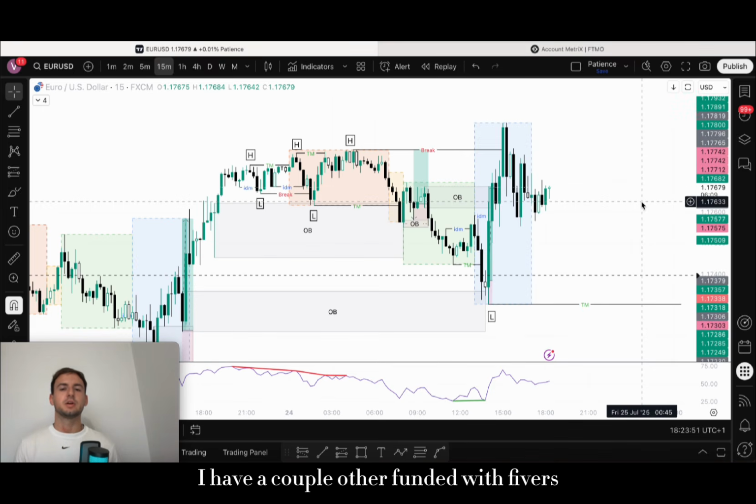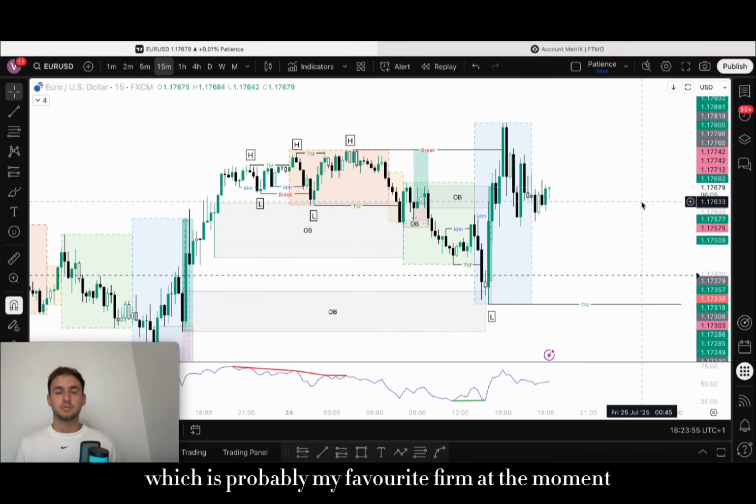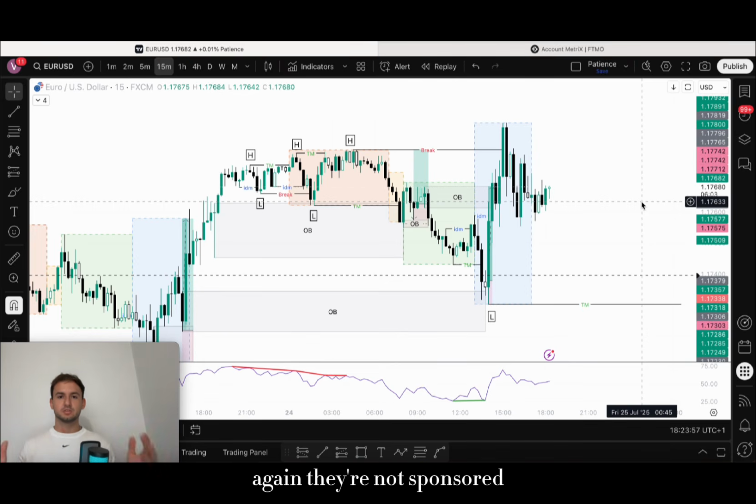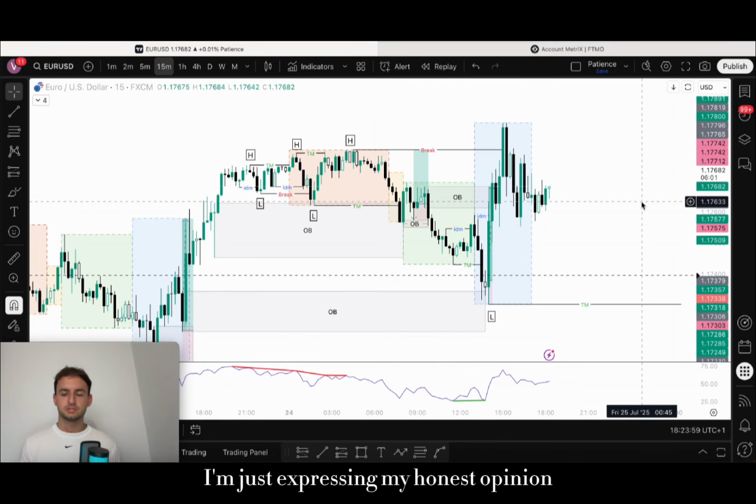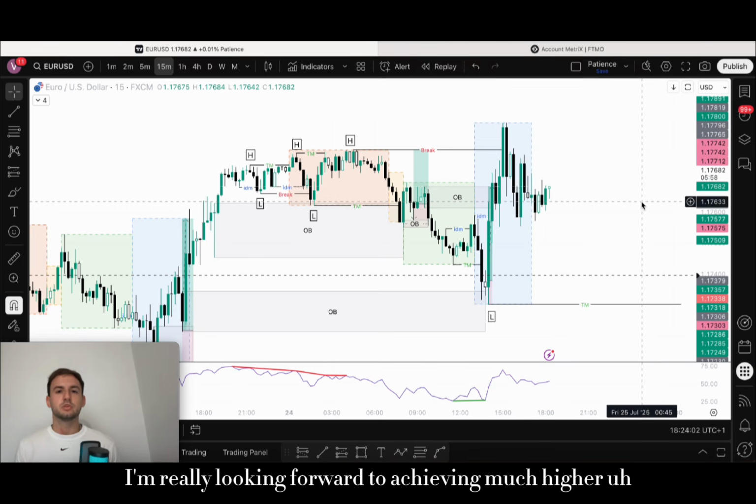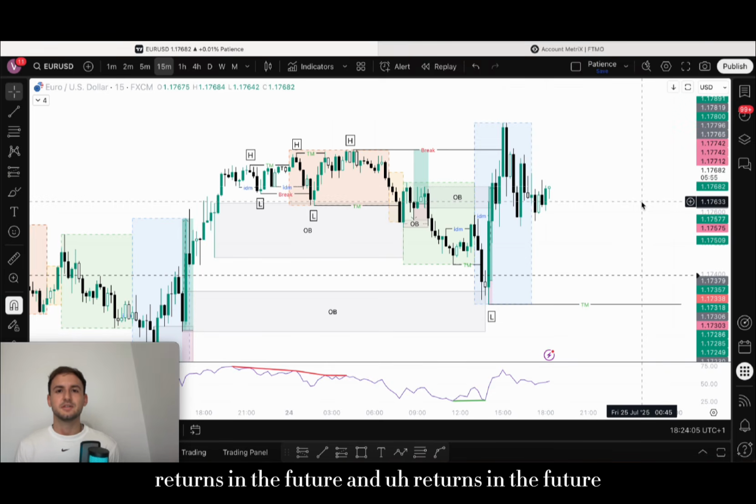I have a couple of other funded accounts with Fivers, which is probably my favorite firm at the moment because of their tight spreads. Again, they're not sponsored, I'm just expressing my honest opinion. I'm really looking forward to achieving much higher returns in the future.